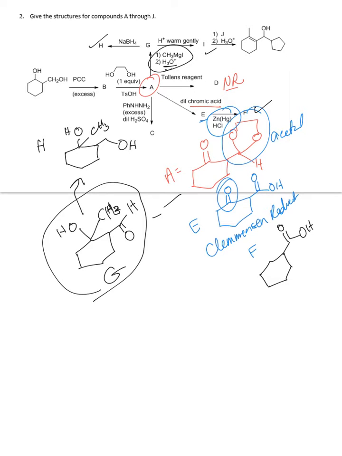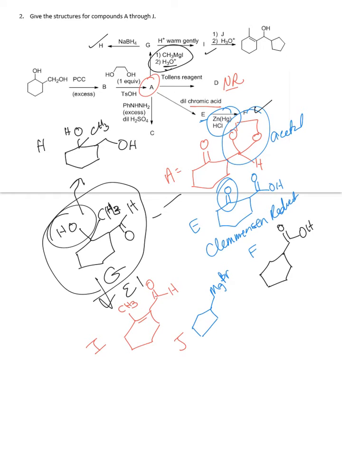Okay, if you add acid and warm it gently, you're going to do an E1 elimination. So this tertiary alcohol gets protonated and leaves. And then you're going to get your most stable alkene, which follows Zaitsev's rule. So that would be I. And then J is this cyclopentyl magnesium bromide, and that will add to your aldehyde to give you a secondary alcohol that we see here.